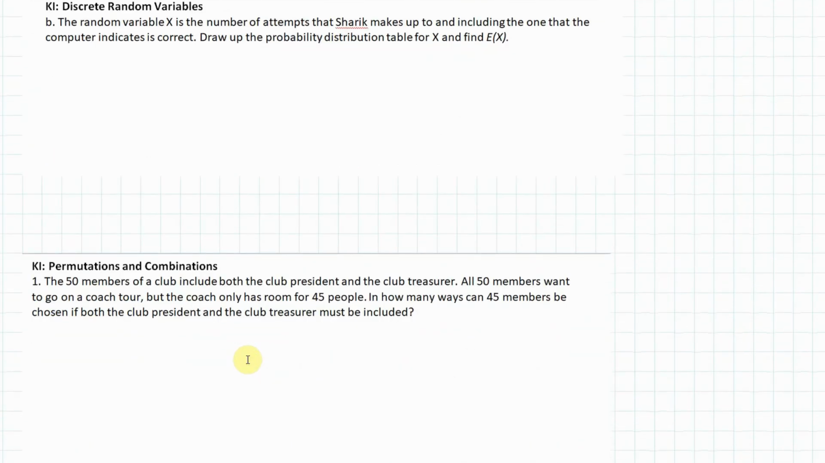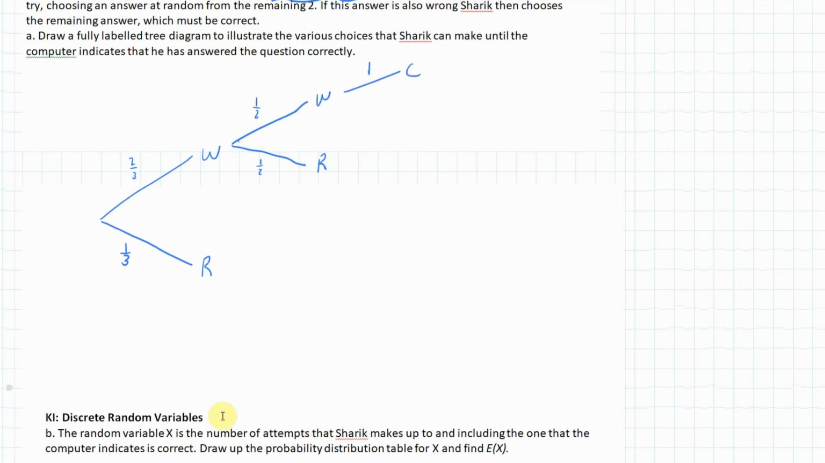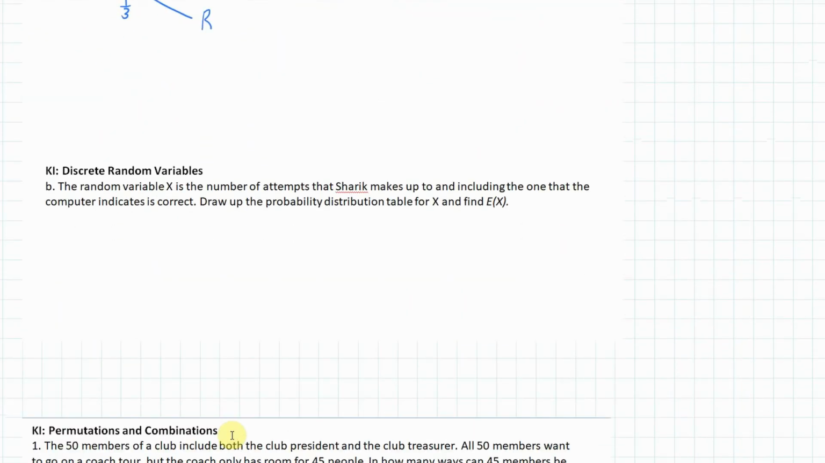Okay, discrete random variables. Okay, maybe this is why. Here we go. A random variable x is the number of attempts that Sharik makes up until and including the one that indicates he's correct, and we've got to draw it up. The possible values are, of course, 1, he gets it right the first time, 2, he gets it right the second time, or 3, he gets it right the third time.